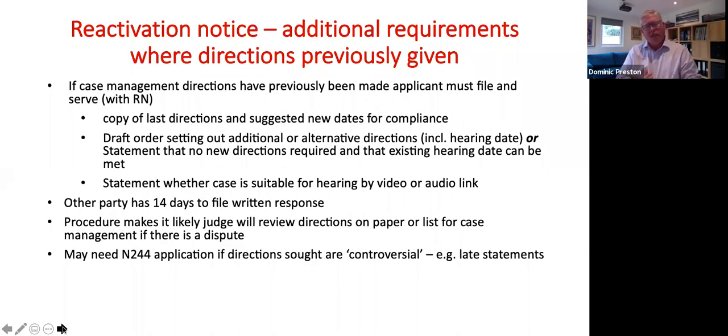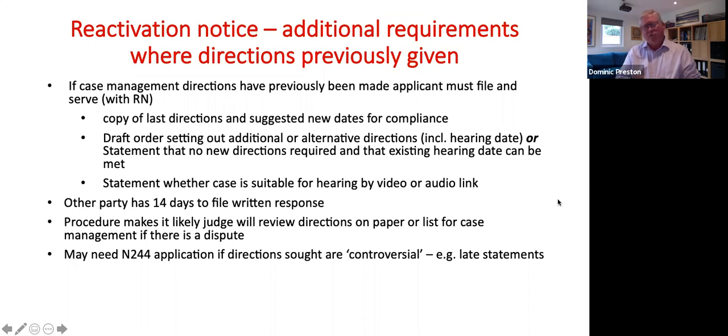And it seems, again, I said this already, it seems to me that the procedure is set up in a way that will allow a judge, as soon as those papers come in, to look at them on the papers and/or list for a case management conference if there's a dispute.